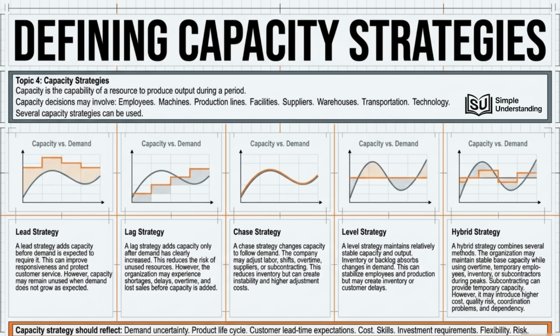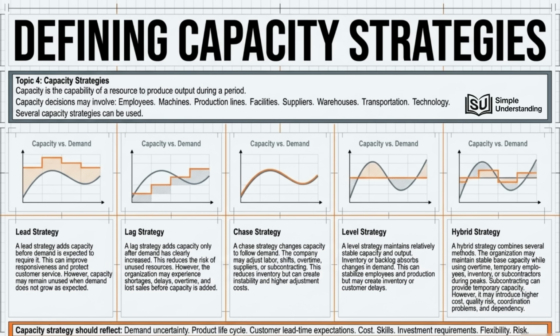Lag strategy. A lag strategy adds capacity only after demand has clearly increased. This reduces the risk of unused resources. However, the organization may experience shortages, delays, overtime, and lost sales before capacity is added. Chase strategy. A chase strategy changes capacity to follow demand. The company may adjust labor, shifts, overtime, suppliers, or subcontracting. This reduces inventory but can create instability and higher adjustment costs.